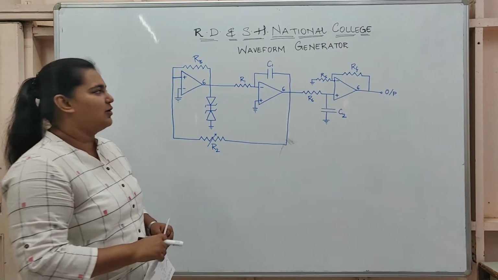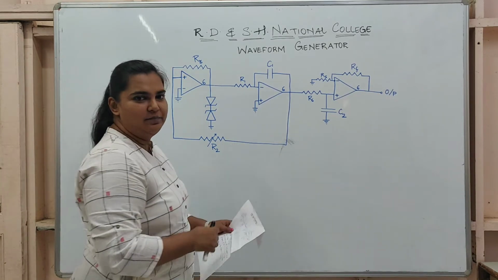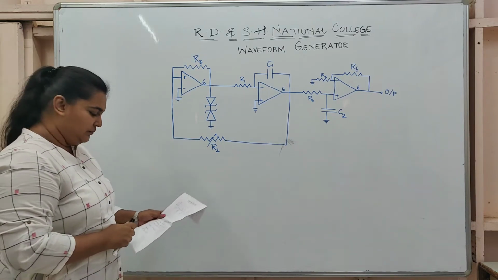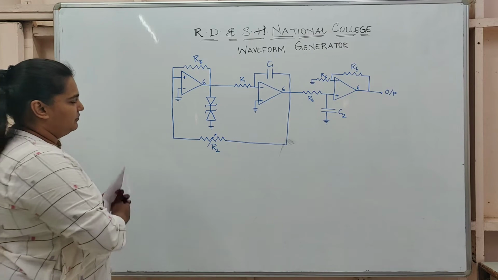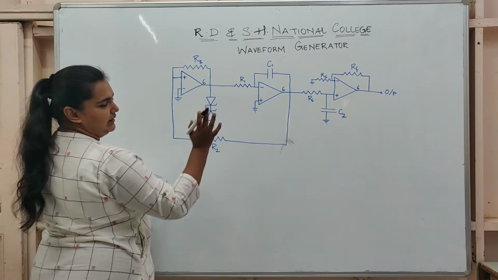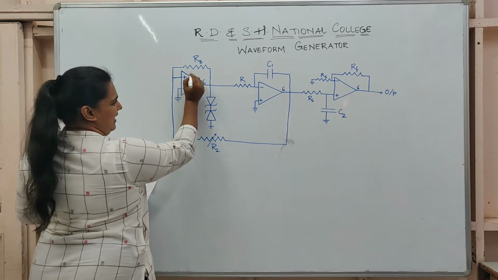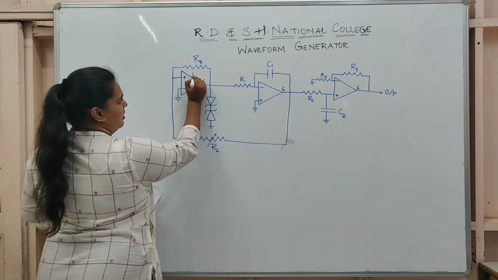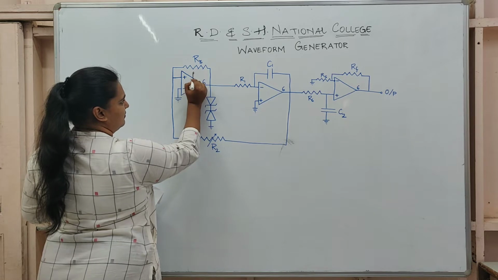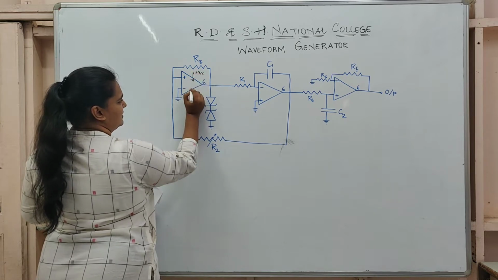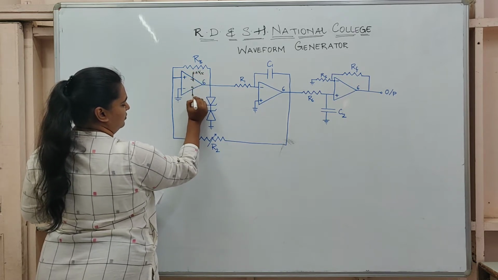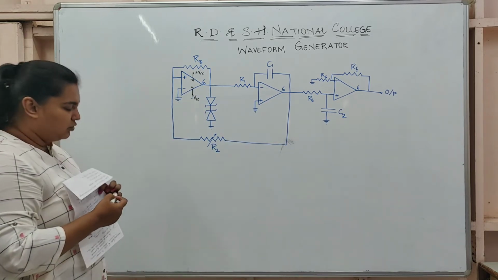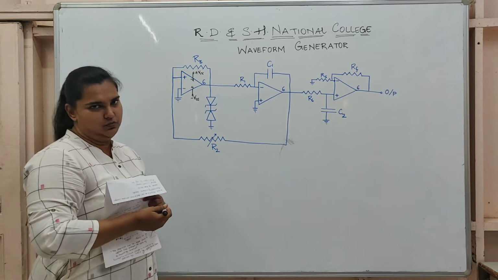Hello all. So our topic for today is waveform generator, and this is the circuit diagram we will be following for waveform generation. Now the first thing I want to make clear is I haven't drawn the plus VCC and minus VCC, but each of them has a positive VCC at pin number 7 and a negative VCC at pin number 4. So it will follow for the other two also.